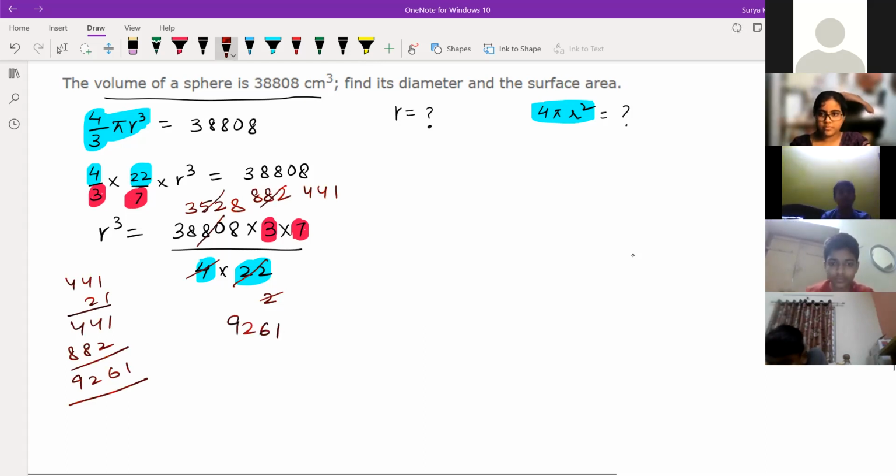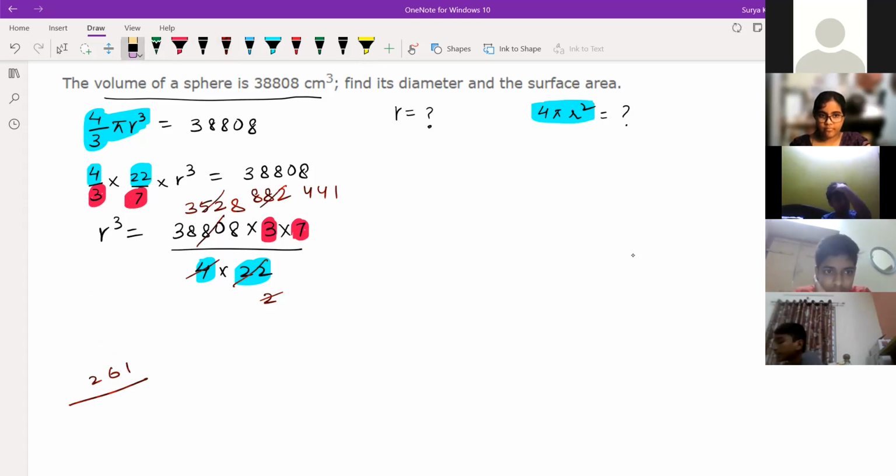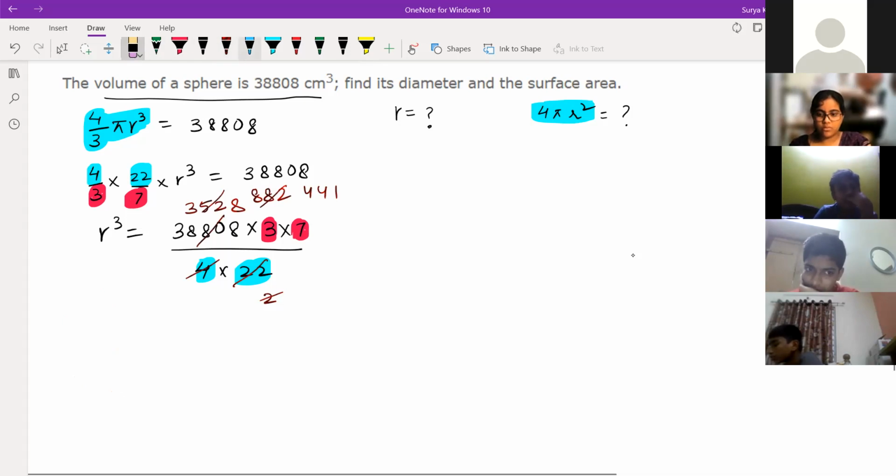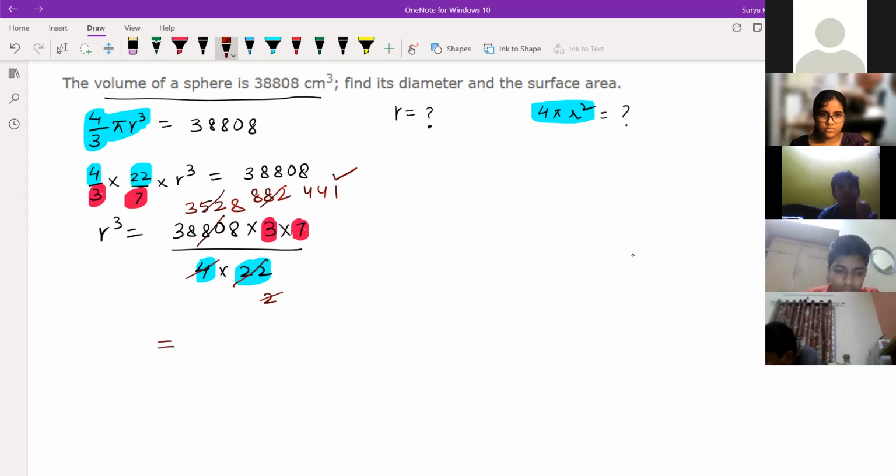Why am I multiplying this much? I don't know, I'm just simply multiplying, multiplying, multiplying. So 441, we can write it as what? 441, we can write it as 21 into 21, right? 21 into 21 is 441 only. Into 3 into 7, correct?